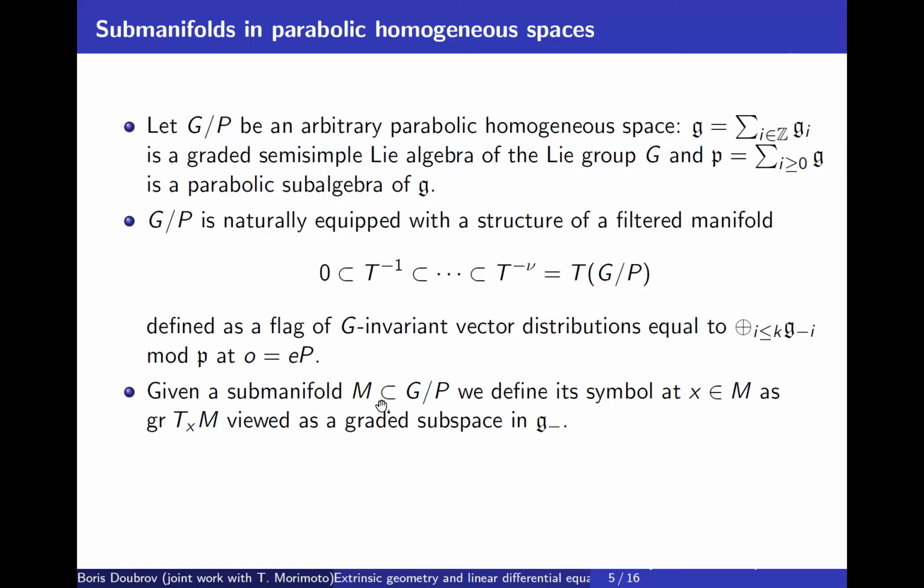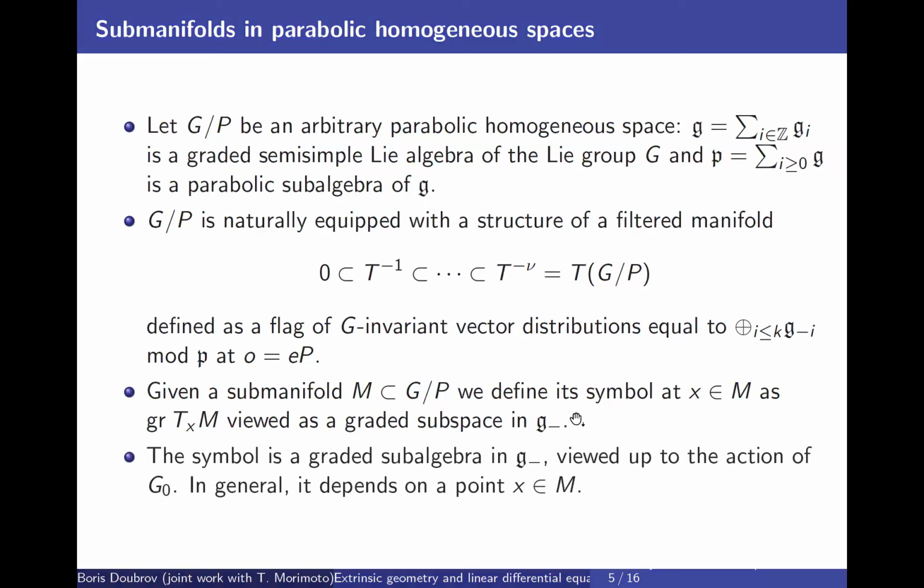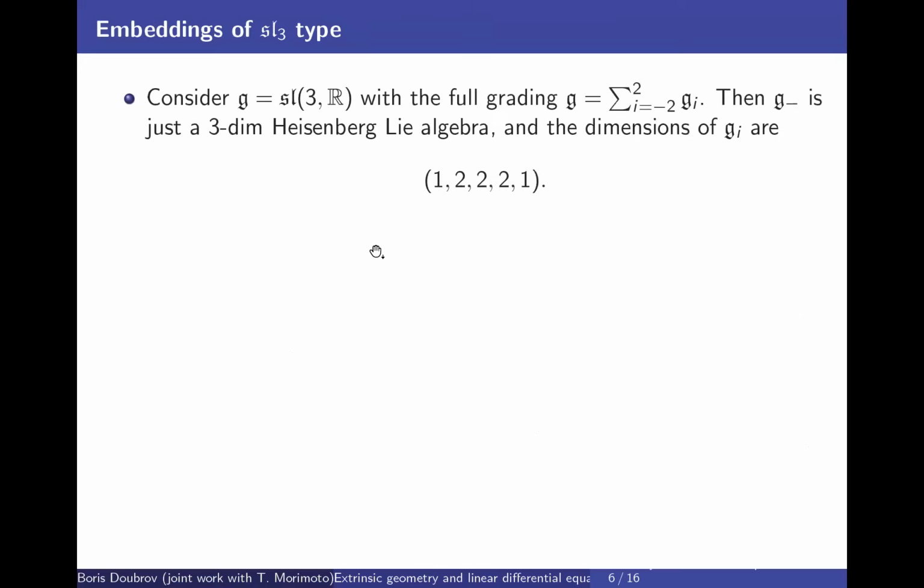So T_X M, the graded space associated with the tangent space of M, is just a graded subspace in G minus. And this is what we call the symbol of the submanifold M, a graded subalgebra in G minus. So this is a very general theory that works for any parabolic homogeneous spaces or generalized flag varieties and submanifolds there. We'll need just a small part of this theory, but this is the general definition of a symbol, and we'll use it in our case.